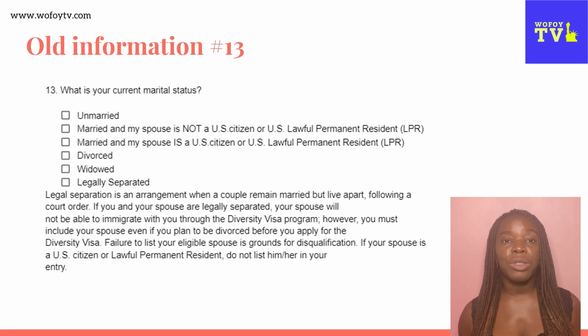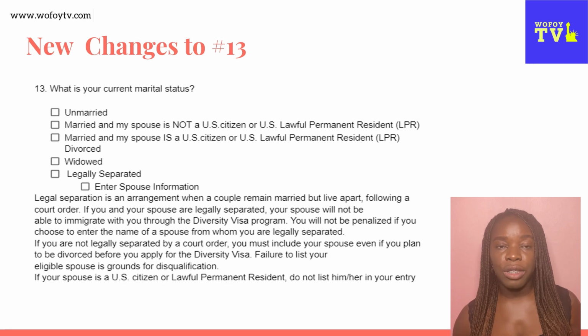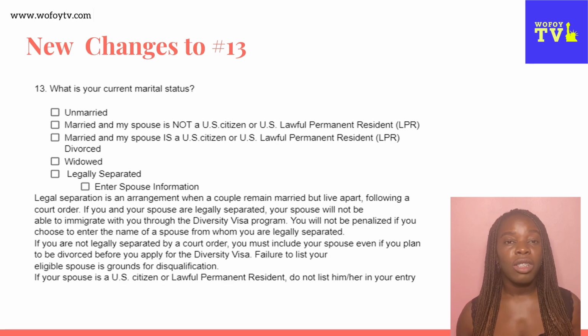bullet point that is going to change on the new entry form. What is changing is that you will still have the legally separated option, but now you're going to have the option of putting your spouse's name on there. Okay, it doesn't mean that your spouse will be eligible to immigrate to the United States with you when you get selected. You can choose to put your spouse's information there. You can choose not to put your spouse's information there. And this is for people who are legally separated.